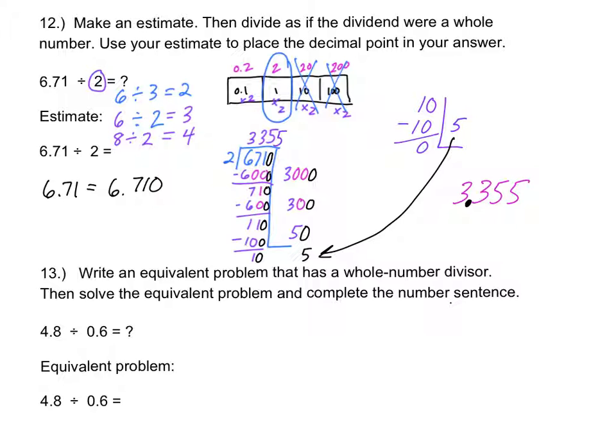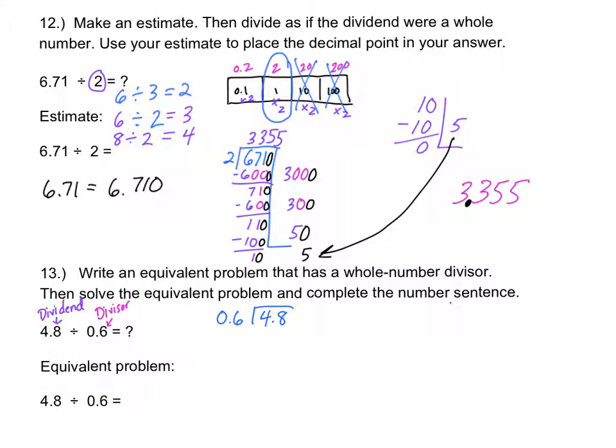and we get the answer of 3 and 355 thousandths. Number 13, we need to write an equivalent problem that has a whole number divisor. All right, and then we need to solve the equivalent problem and complete the number sentence. Okay, so our divisor, I labeled them here. Our divisor is the second number. You may also like to see it like this. Some students prefer to see it that way. This is how we'll typically do the work with that question.